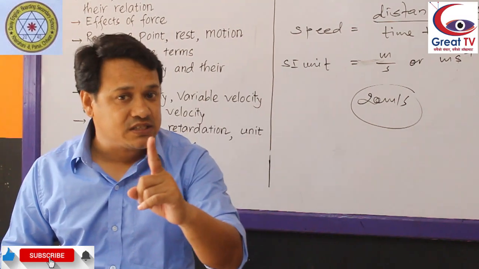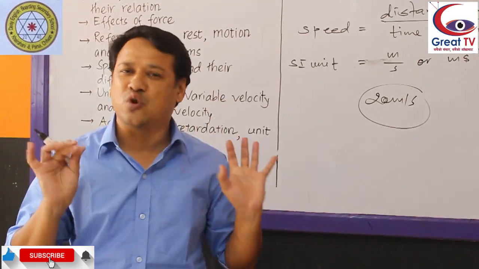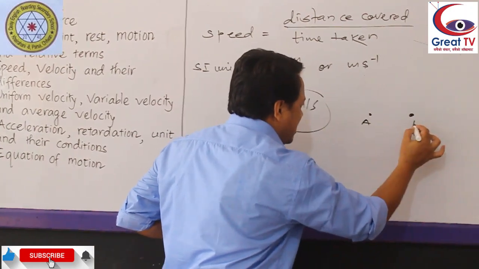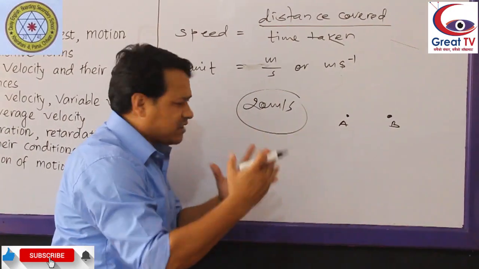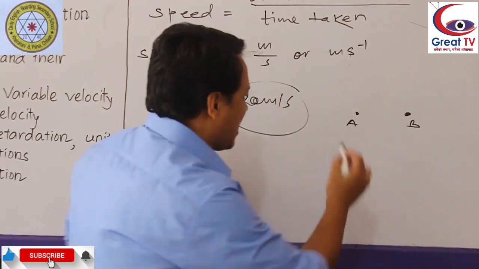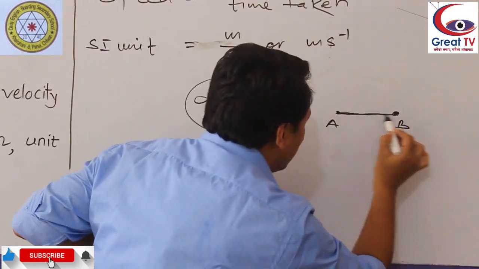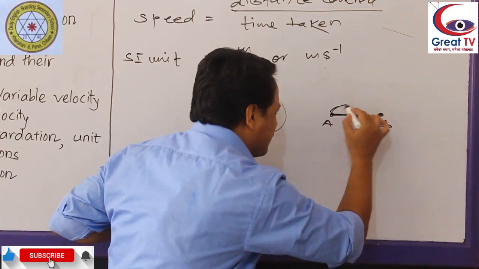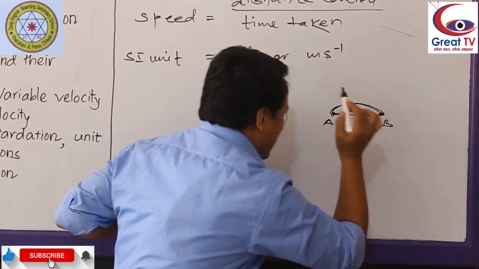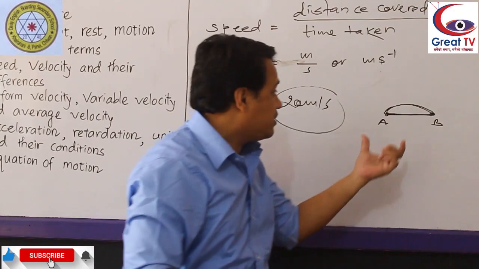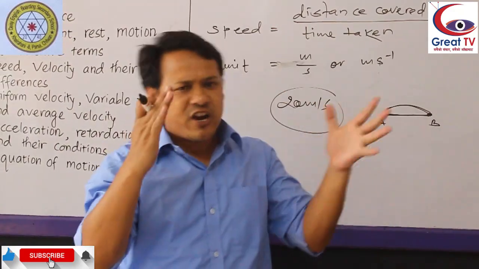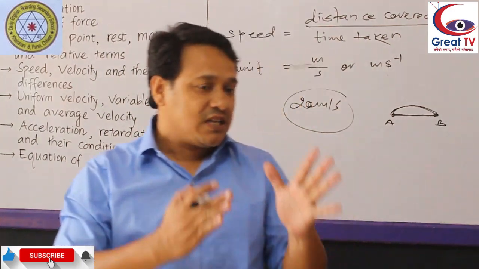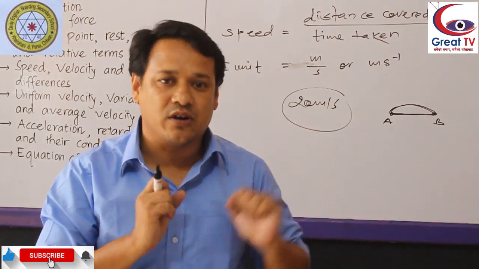And displacement is the shortest path between two points. Let's say this is one point and this is another point, point A and point B. So the shortest path between A and B is the straight one, okay? That is a straight path only. If you make another path from A to B, then that will be longer than this straight one. So the straight path is the displacement, and a straight path has a particular direction.